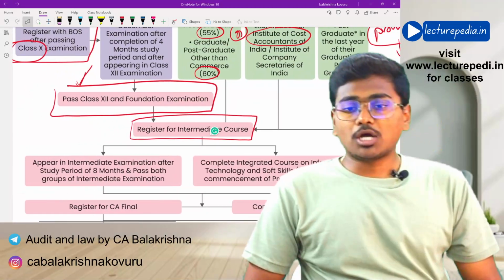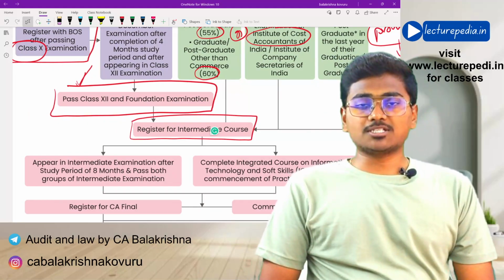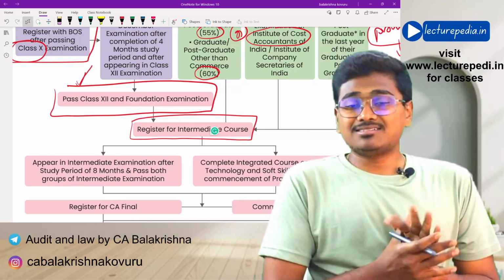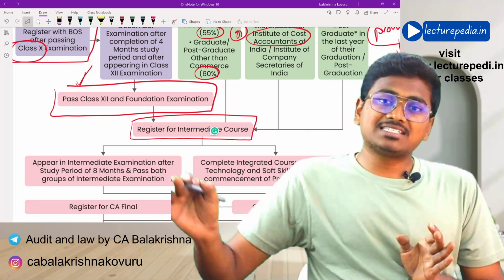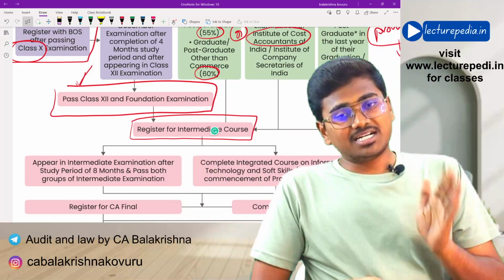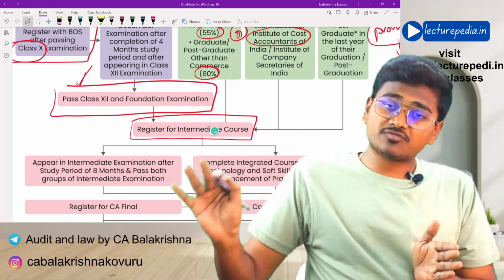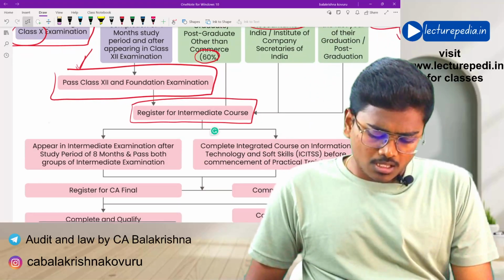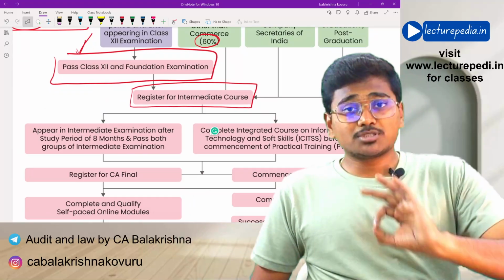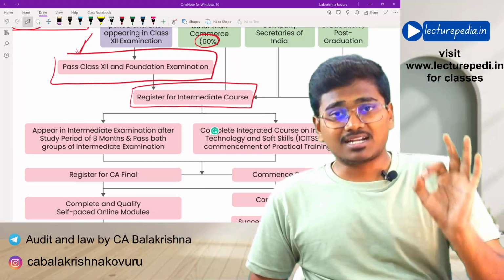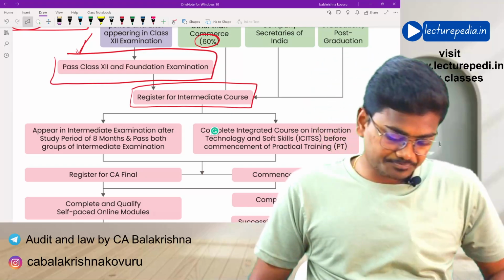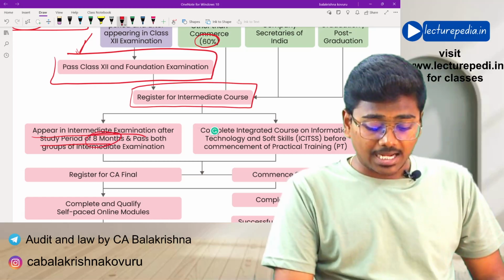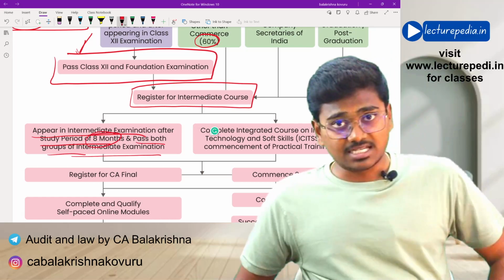And once you have registered for the CA intermediate course, at least 8 months of study period is required from the date of registration to appear for the CA intermediate examination. And you need to clear both the groups to join articleship. To join training, you need to clear both the groups. Appear in the intermediate examination after a study period of 8 months and pass both the groups.